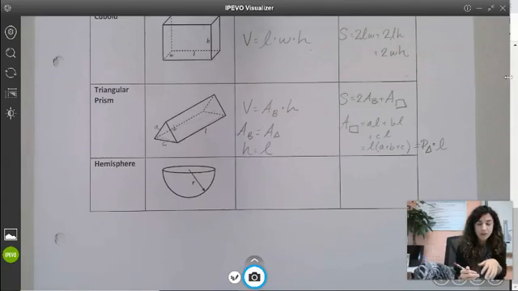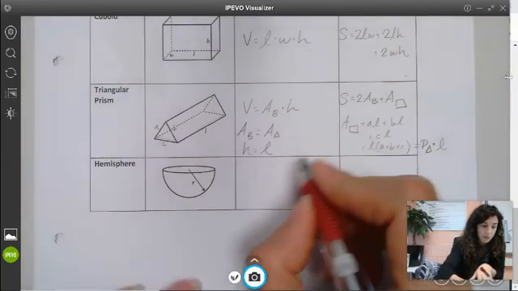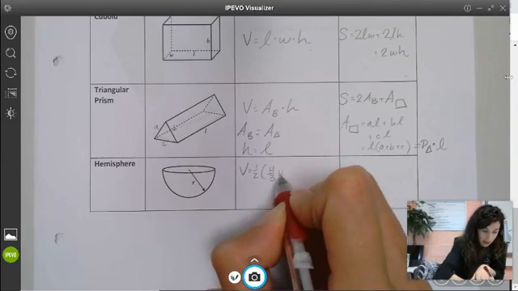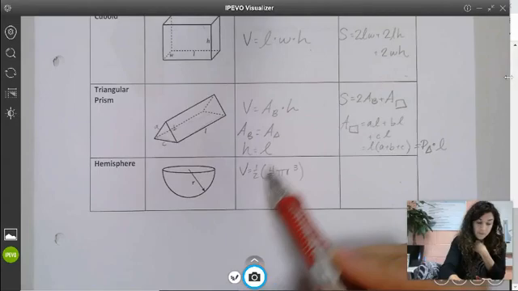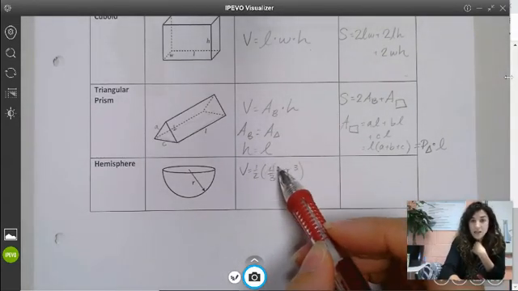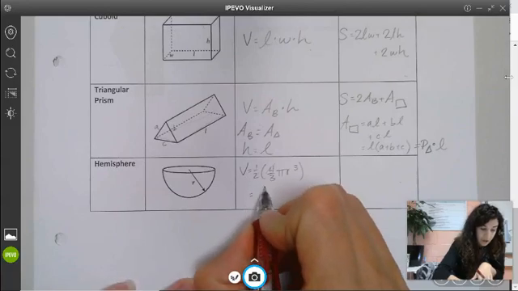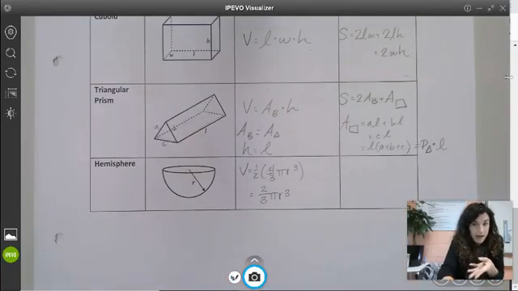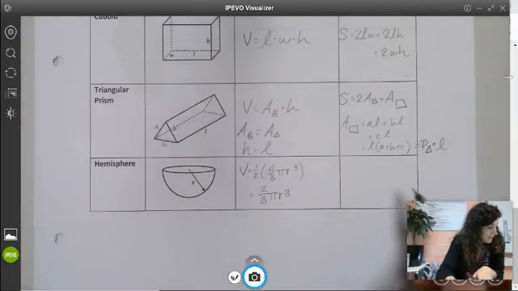Hemisphere, I don't know why your book really wants you to focus on it, but it's just half of all of the other previous formulas. So the volume is 1/2 times 4/3 pi r cubed. Simplify before we multiply. The 2 down here and the 4 up here are going to cancel out. We're going to be left with 2 up top and then thirds pi r cubed. So that's the volume of a hemisphere.